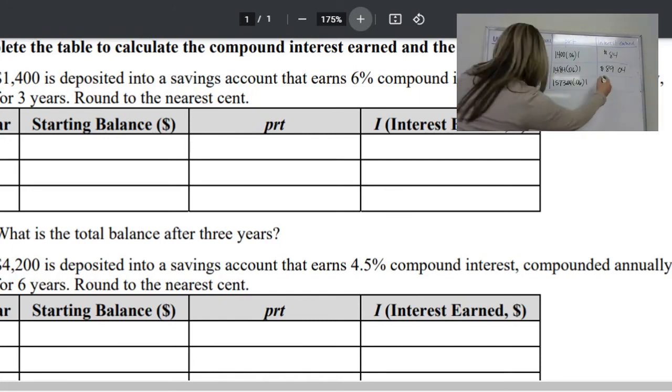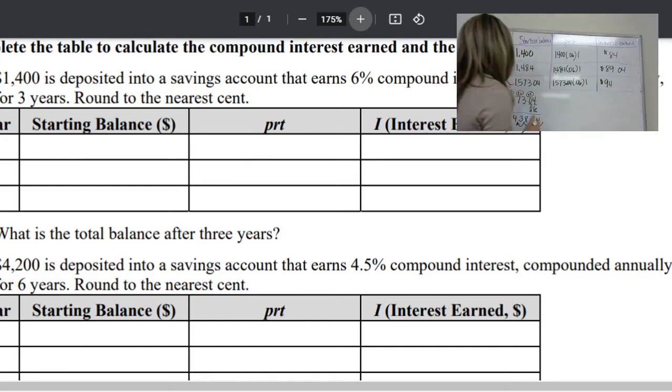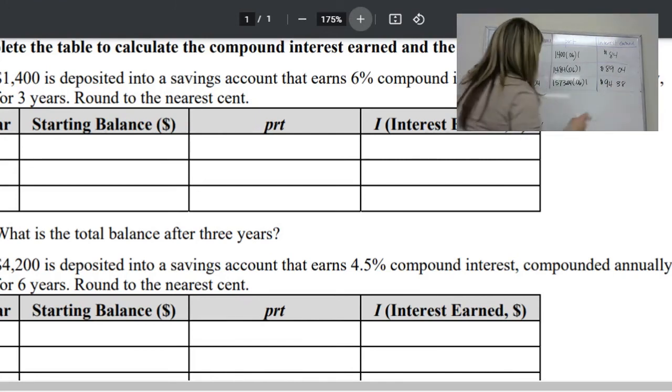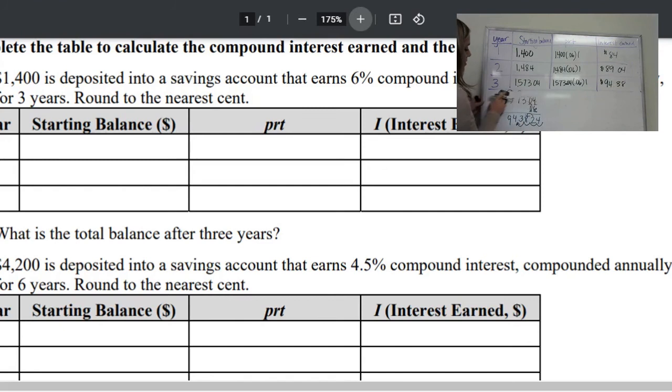So now, this year, you earn $94, and we've got to round it. So this 2 is not going to do anything to the 8. $94.38. So in 3 years, you're earning that much when you compound it annually.